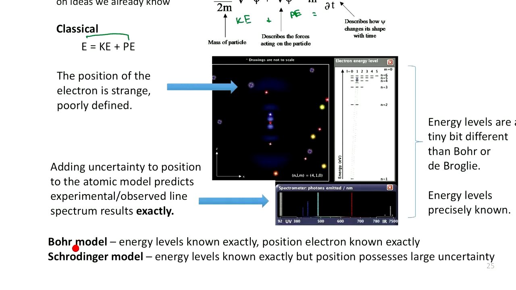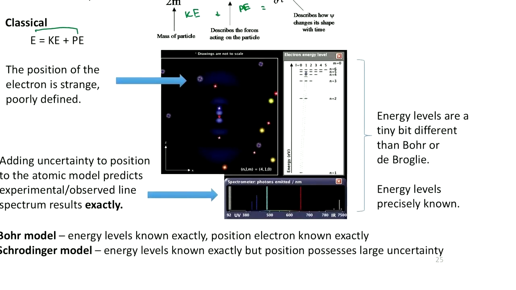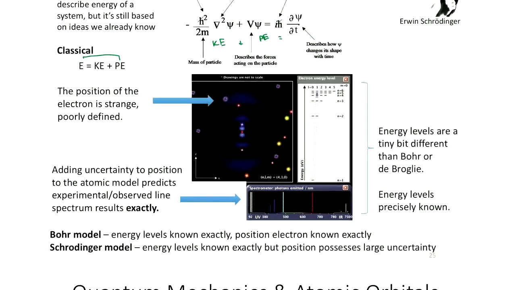But I will point out that the Bohr model is just fine to predict most things. And so the main difference between the Bohr model and the Schrödinger model is that the Bohr model actually violates the uncertainty principle. Violates the uncertainty principle, all right?